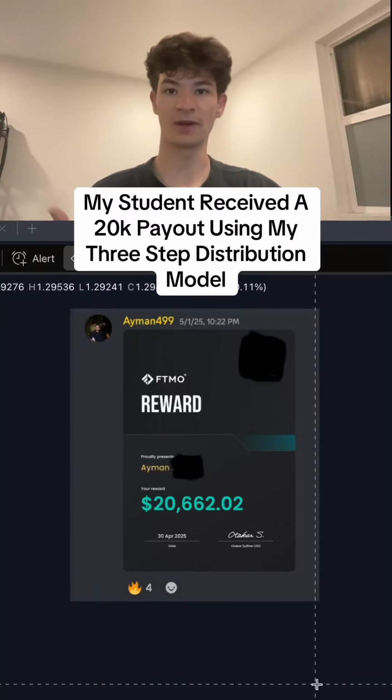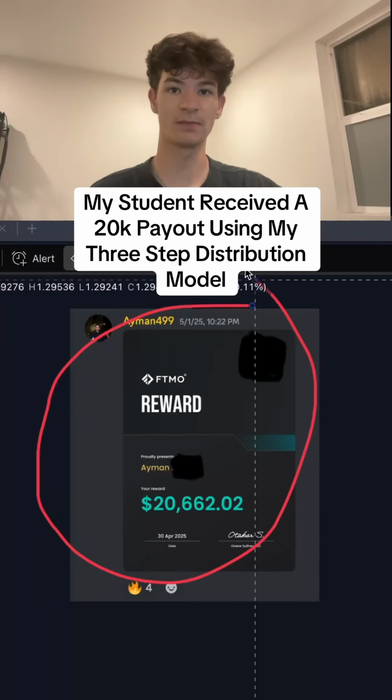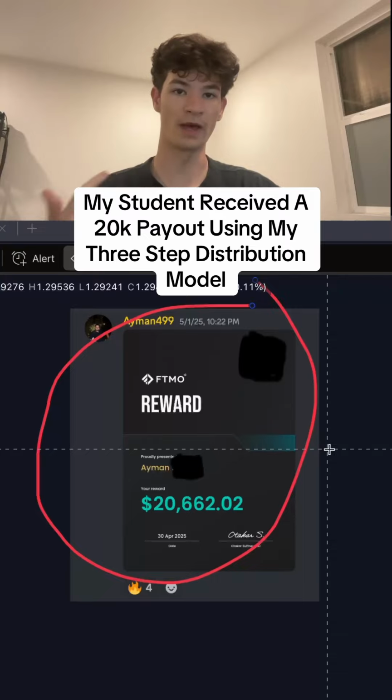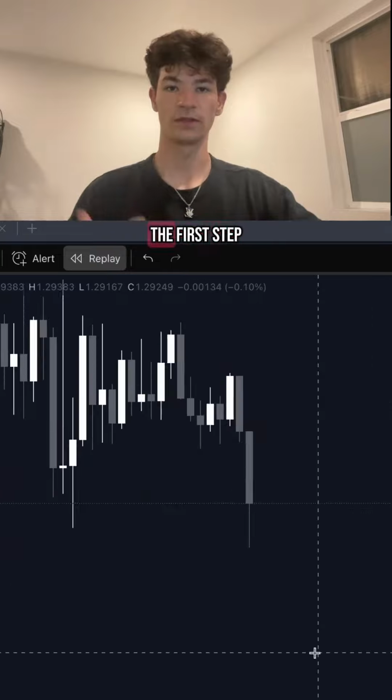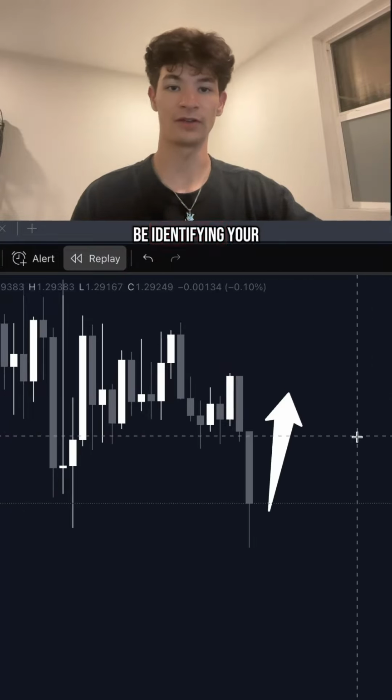I'm about to share with you guys my three-step distribution model that allowed one of my students to make over $20,000 in one single payout. So in the next 60 seconds, I'm going to be breaking down all three of these simple steps. The first step of this model is going to be identifying your high time frame bias.